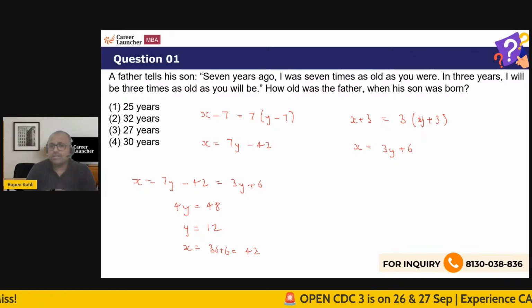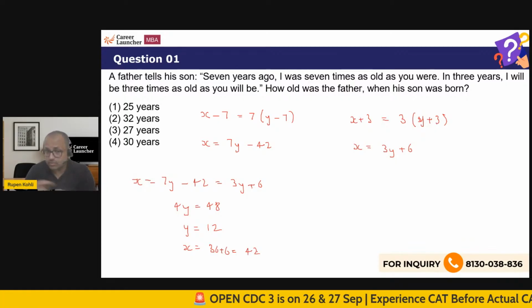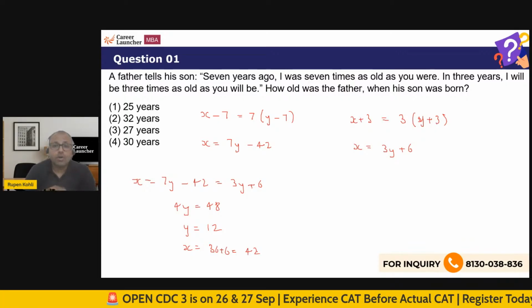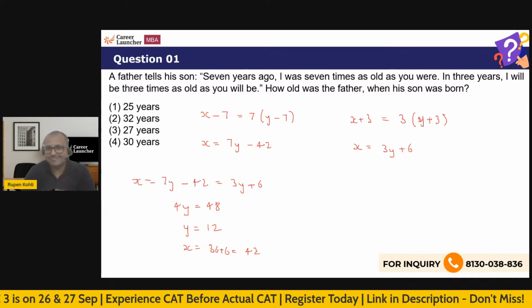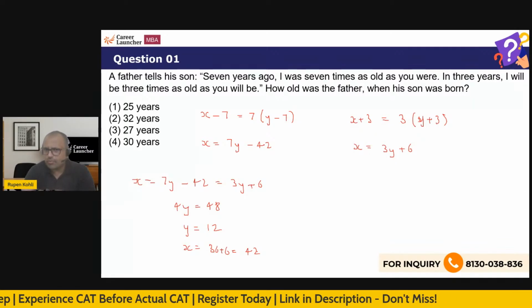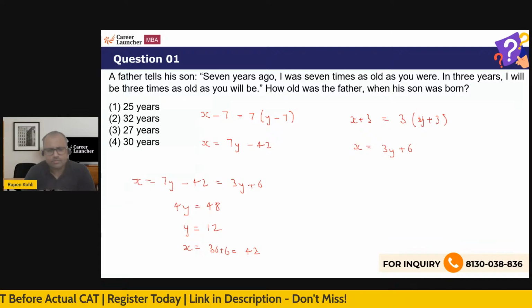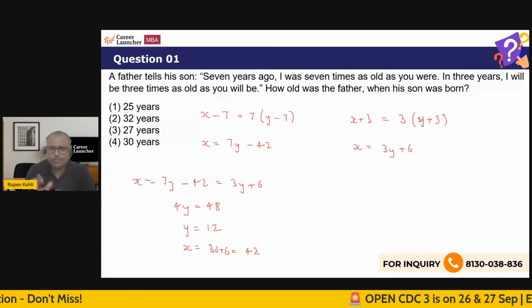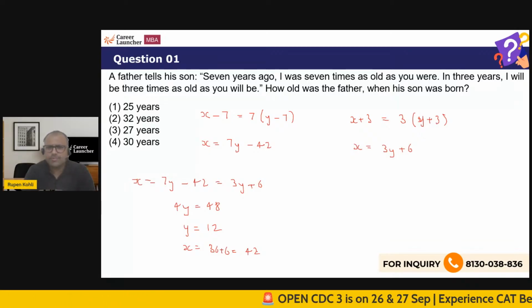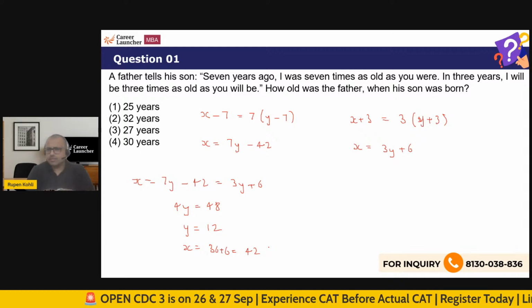Now, question is not asking the age of the father or the age of the son. Question is asking, how old was the father when his son was born? What is the answer? How old was the father when his son was born? When the son was born, the son was 0 years of age. Anybody who is born is 0. So basically, the question is asking the age gap between the father and the son, because when somebody is born, that person is 0 years of age.